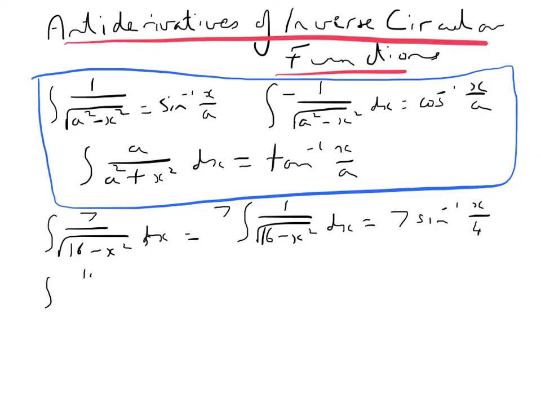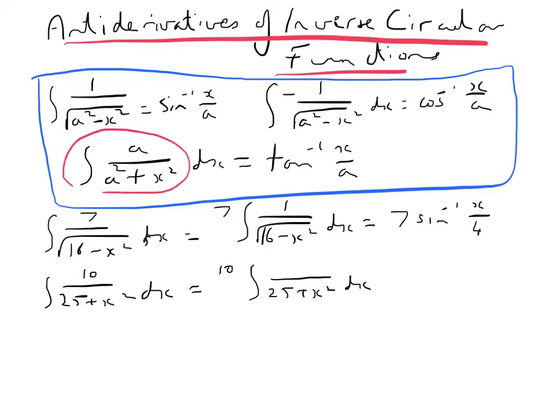Let's say we have 10 over 25 plus x squared dx. Looking at this, okay, there's no square roots, it's a fraction, there's x squared on the bottom line. I start thinking, is it a tan function? So what I do is I always take the constant out. I write the denominator down, 25 plus x squared, and then what I look for is what do I need to put on top to make it look like this formula here.